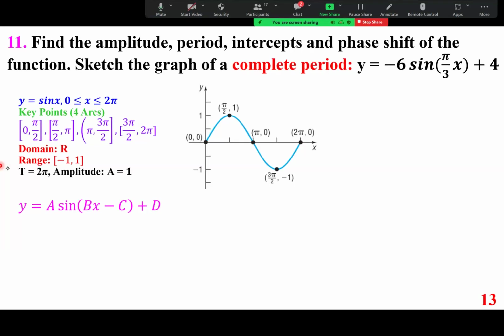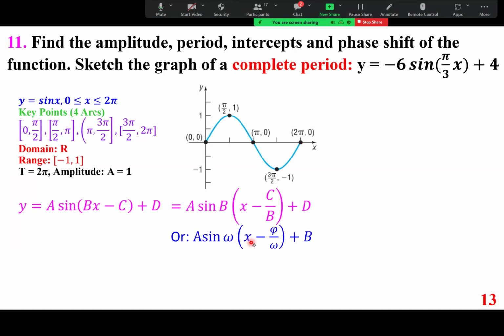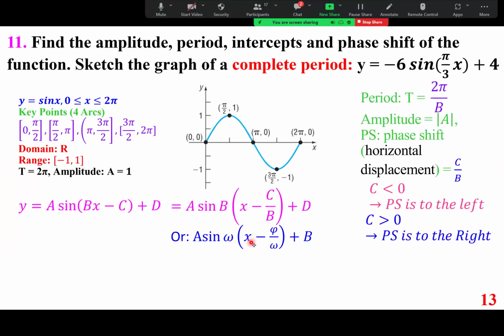If we write it in this format, we take the b out, or we may write it in this format. The omega is taken out. And in this case, the period T is 2 pi over b or 2 pi over omega. The amplitude is the absolute value of a. PS, short for phase shift, horizontal displacement, is c over b or phi over omega. If c is negative, phase shift is to the left, and if it's positive, it's to the right. And again, as I mentioned, it's 2 pi over omega. It depends on how you write it.